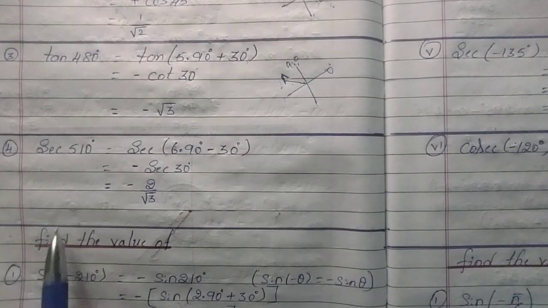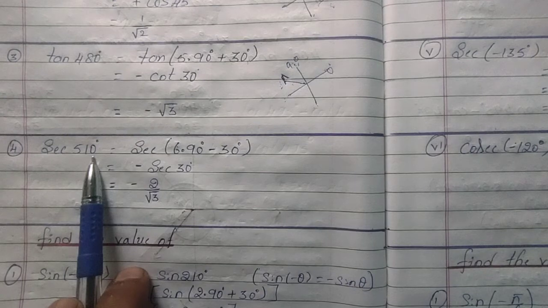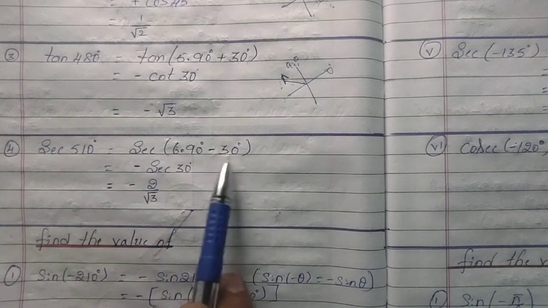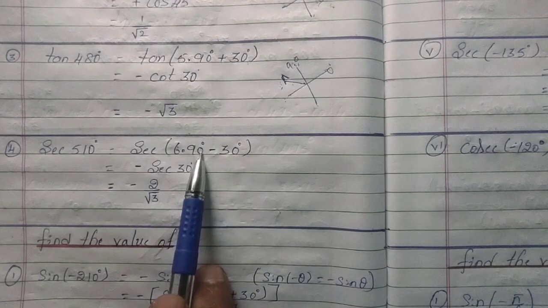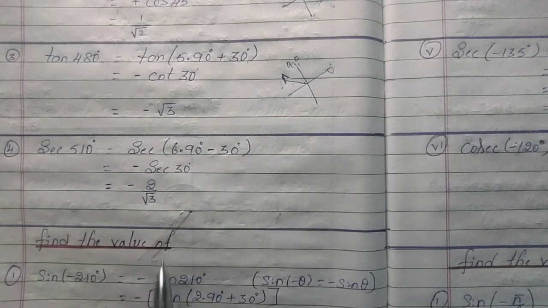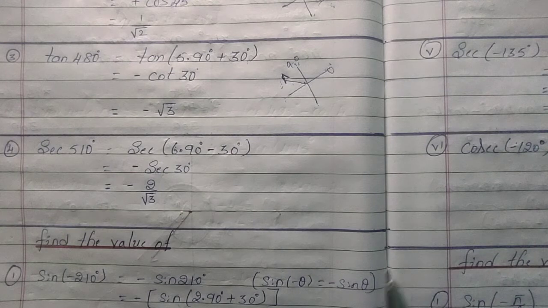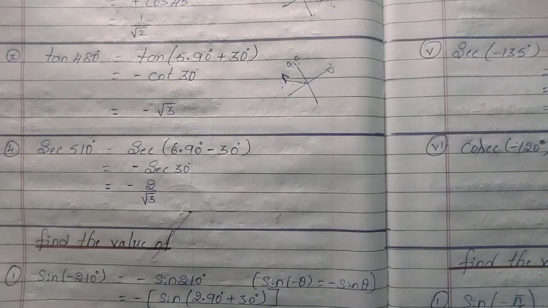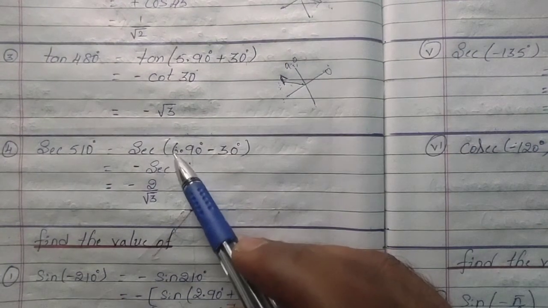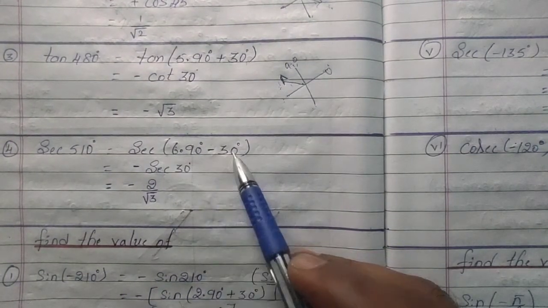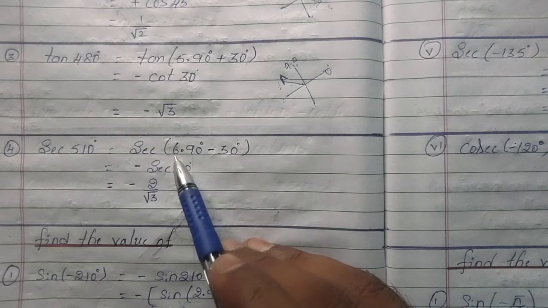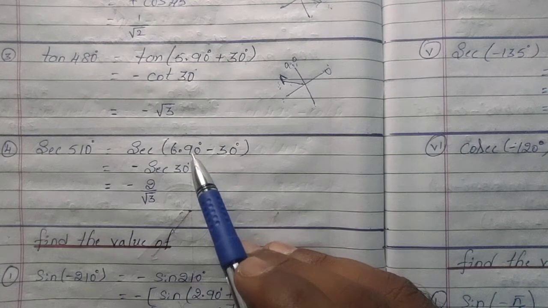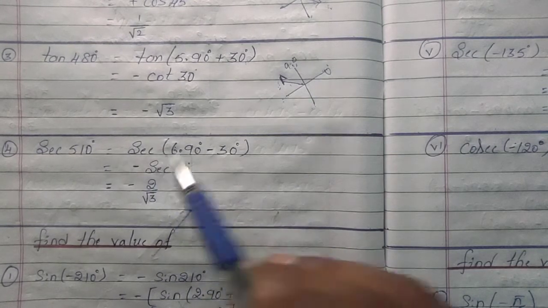Next question, secant 510. This secant 510 I can write it as 6 times of 90 minus 30. 6 times of 90 is nothing but how much? 540. 540 minus 30 is 510. Now this is in the form of n into 90 minus theta. So n is an even number. When n is an even number, there is no change of trigonometric ratio. Secant means secant only we should take.